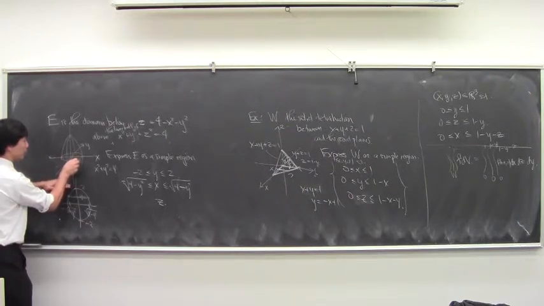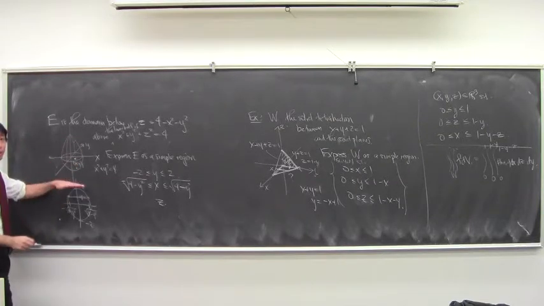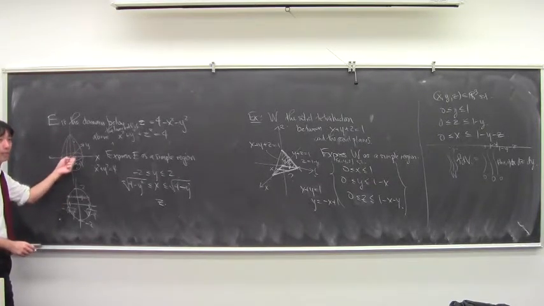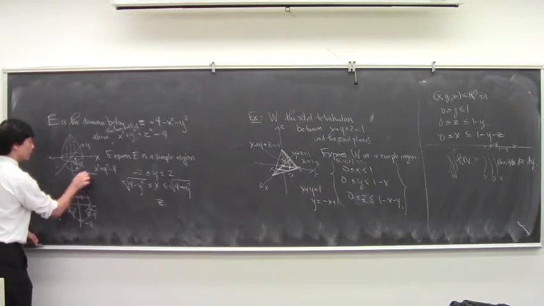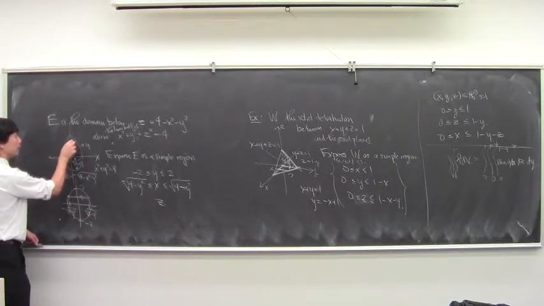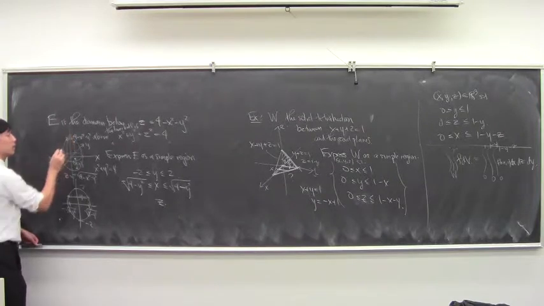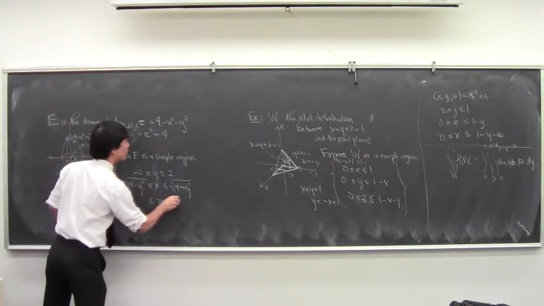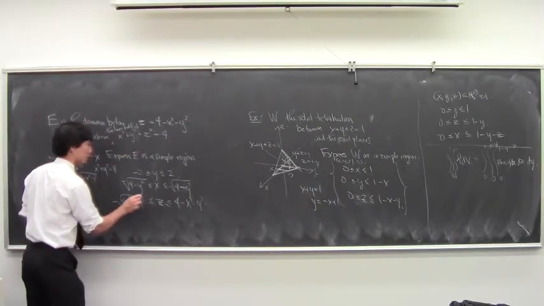And then for each point in the shadow, xy, what's the range of z? Well, you have some point down here, and you have some point up here. Depending on where you are on the shadow, your ranges of z are going to be different. What's the z for this point? Negative square root of 4 minus x squared minus y squared. And then the upper one is actually given to you: 4 minus x squared minus y squared.